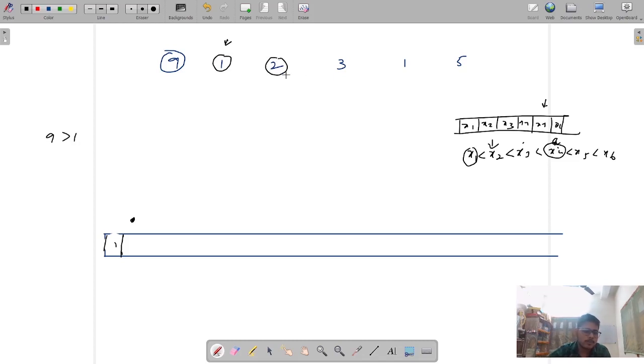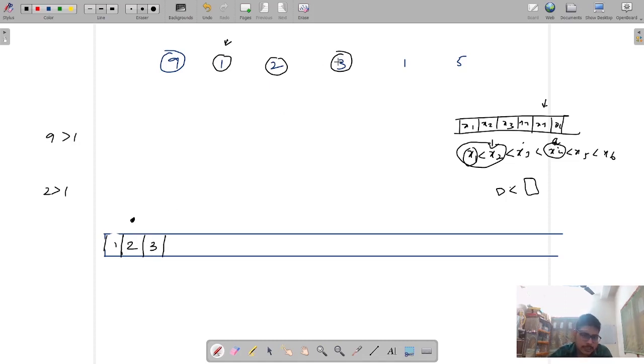Then I got 2. So 2 has no problem with 1. Keep this thing in mind, that the next element should be greater than this element, right? So is 2 greater than this element? 2 is greater than 1. This element must be greater than our array list element. So we push 2. Nothing to worry about. We see 3. 3 has no problem with 2. Push 3, as 3 is greater than 2.